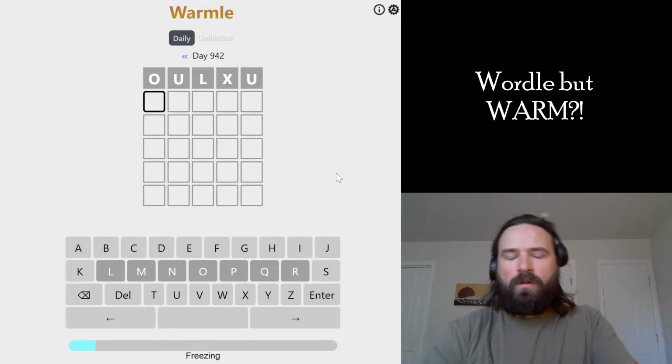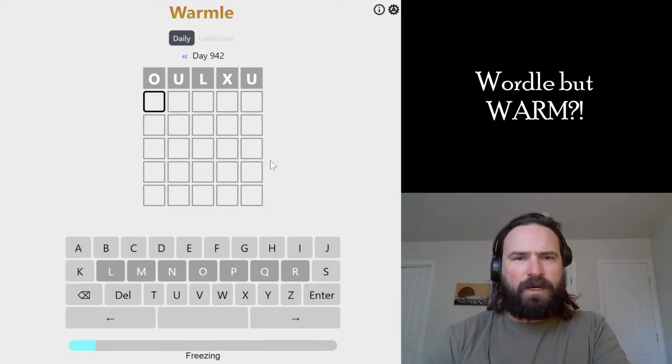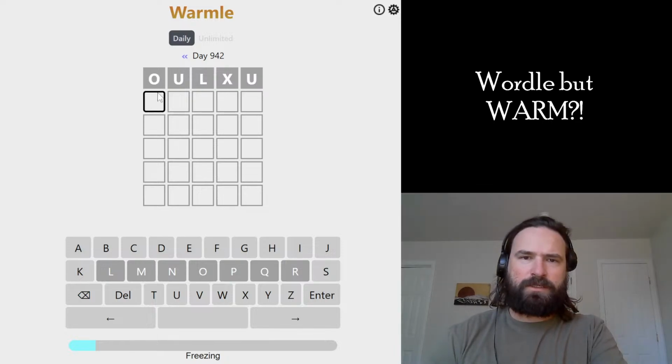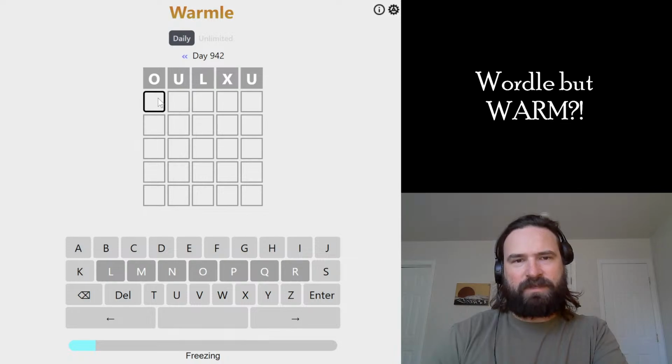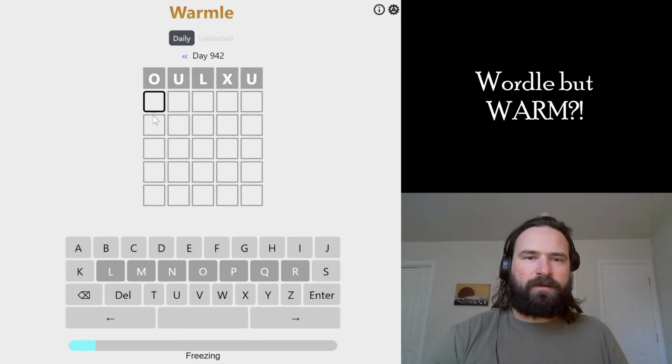Let's crush a Wormel. Wormel's the Wordle game that gives you hints based on the letters that you enter. Each letter, if it's gray, it would be nice if we had a yellow or something. I'm just gonna put in some new letters, but I have to give it some thought. Each letter would be yellow if it was within 3 letters alphabetically of the O.